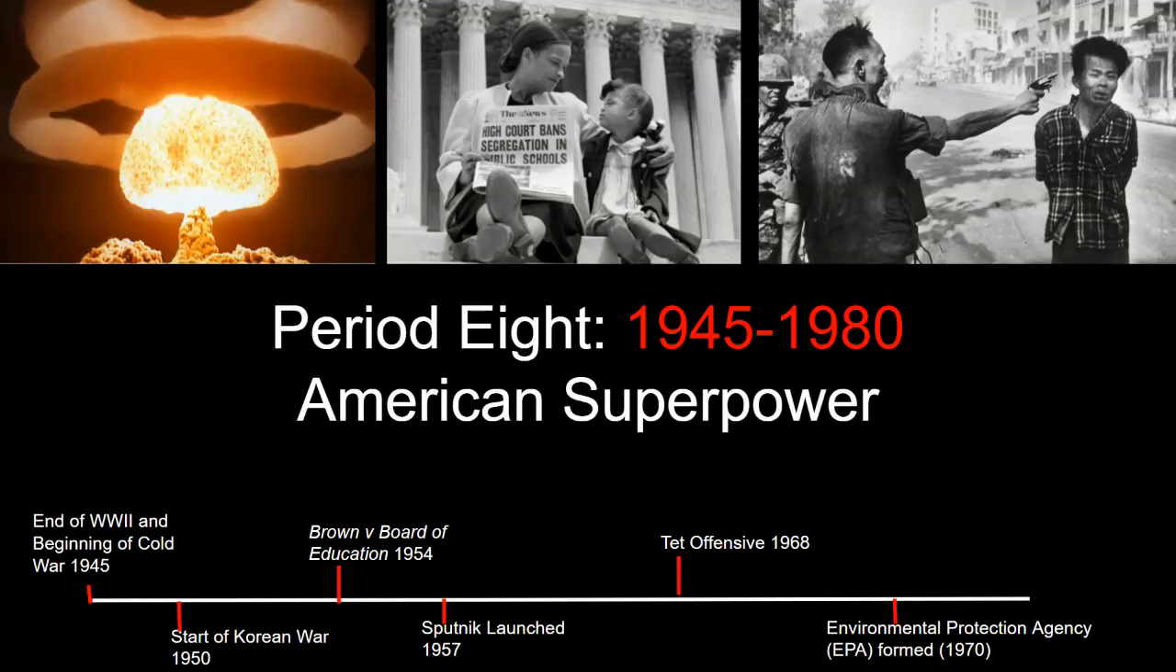Hey guys, welcome to period 8, 1945 to 1958. And this is when the United States becomes a true superpower. Obviously, 1945 is the end of World War II. More importantly, for our purposes, and really important to just kind of remember in the background, guys, this is the beginning of the nuclear age.